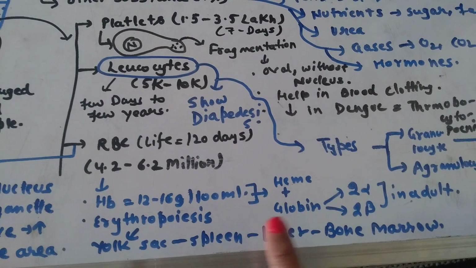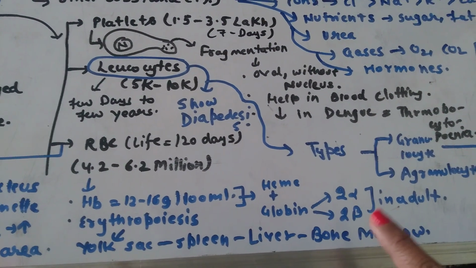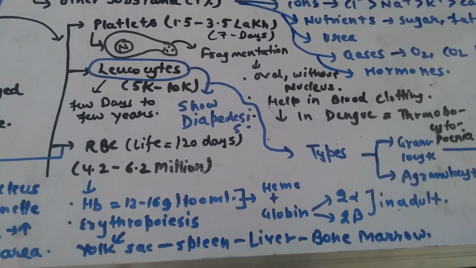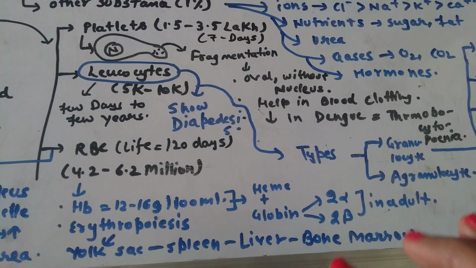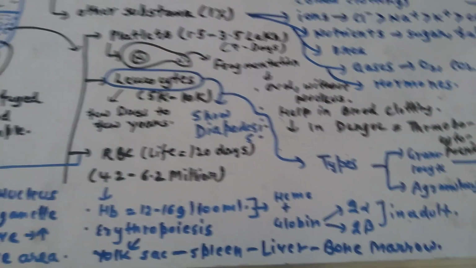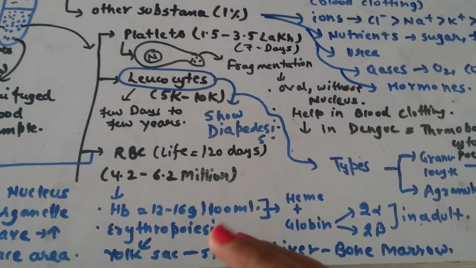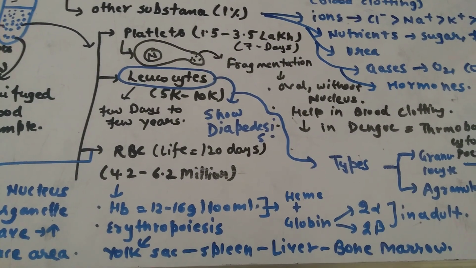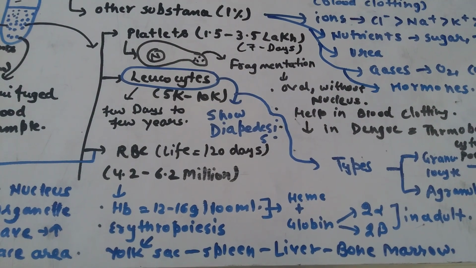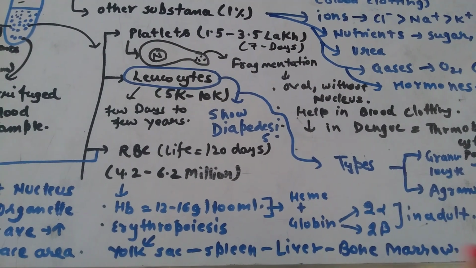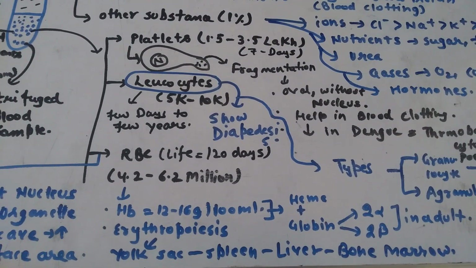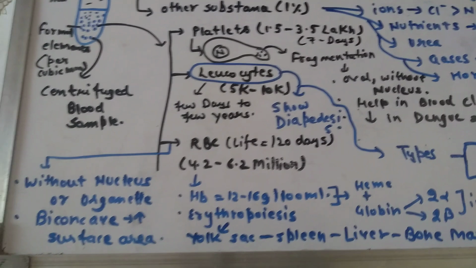Heme consists of the iron part. Globin basically consists of two polypeptide chains. One is 2 alpha, one is 2 beta, and 2 alpha and 2 beta chains are present in adults. In the child, in the fetal stage, 2 alpha and 2 delta chains are present. What is erythropoiesis? Basically, the formation of RBC is erythropoiesis. Firstly, erythropoiesis occurs in the yolk sac, then spleen, then liver, and in adults, erythropoiesis occurs in bone marrow. Sometimes the kidney also helps in the formation of blood cells, RBCs, that is erythropoiesis.